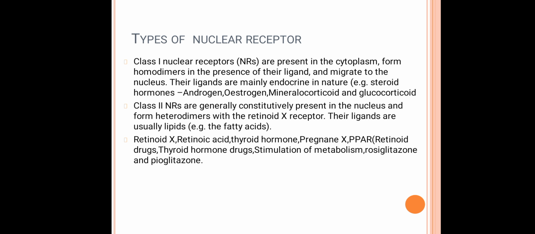If you see the class 2 receptors, these will generally be present in the nucleus, and they are going to form heterodimers. So that you have to remember. The ligands that bind to these receptors will be retinoids, retinoic acid, thyroid hormone, pregnane, and some drugs like rosiglitazone and pioglitazone with the help of PPAR.